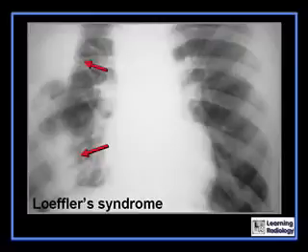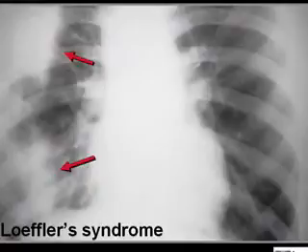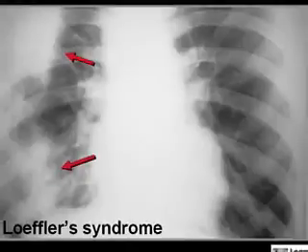This is an example of Leffler syndrome. The red arrows are pointing to airspace opacities which are arranged along the lateral chest wall, sparing the hilar regions and affecting the outer aspect of the lung, the reverse of pulmonary edema.